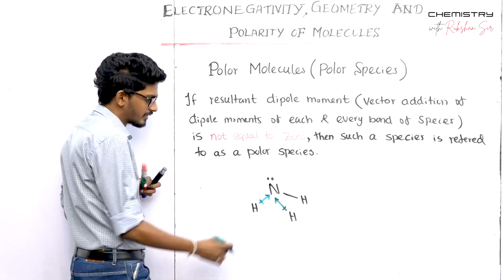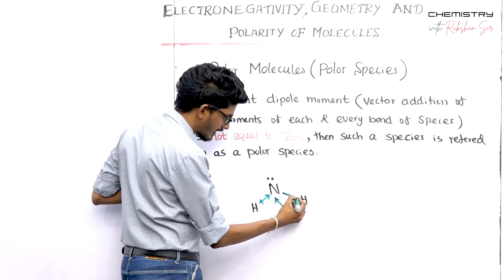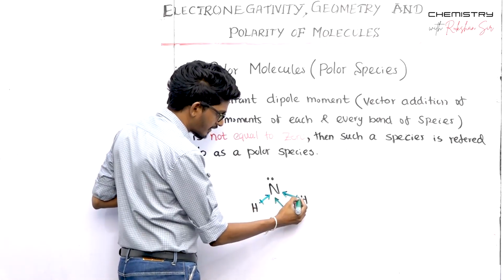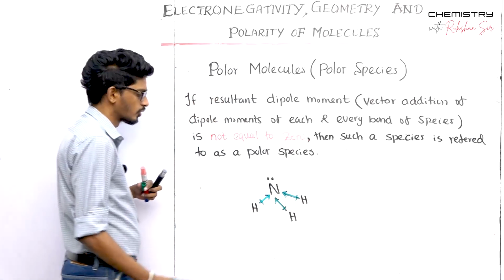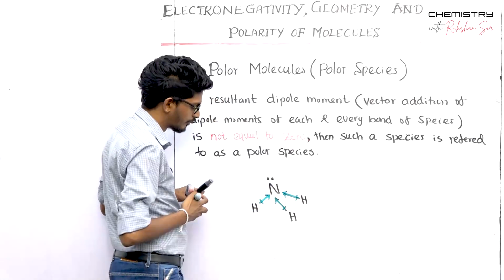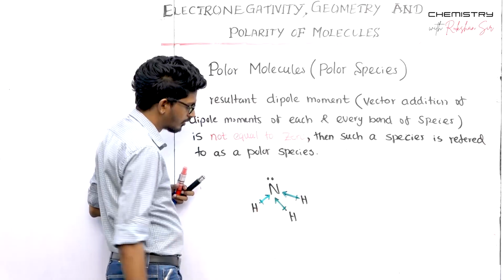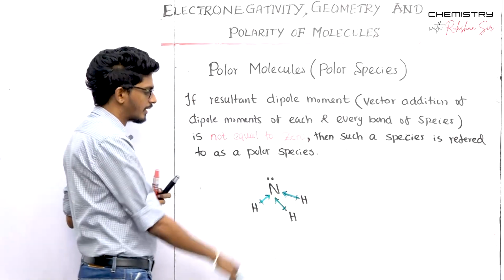So basically, in the N-H bond the electrons are going towards the nitrogen, right? Nitrogen is more electronegative than the hydrogen. So the electronegative atom gets the arrowhead, and the positive atom gets the arrow tail, the positive pole. This is how the dipole moments are normally marked.